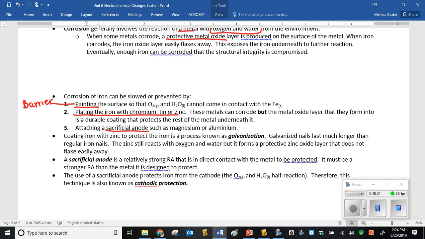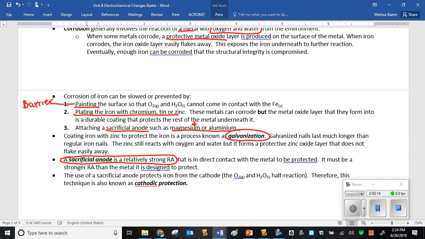If we're talking about iron, there's a specific process called galvanization, where you cover the iron with zinc. The zinc does two things. It reacts easier than iron, and it forms that protective barrier that doesn't flake away. Sacrificial anodes are strong reducing agents. If you're trying to find a sacrificial anode, you need to pick a stronger reducing agent than the thing you're trying to protect. That's why magnesium and aluminum make good choices, because they are really strong reducing agents.